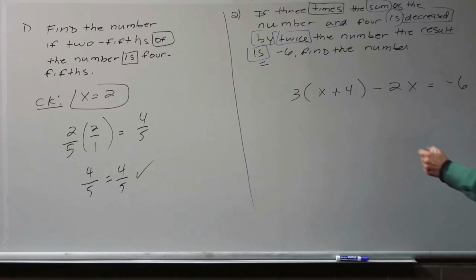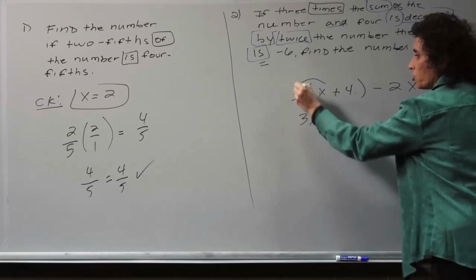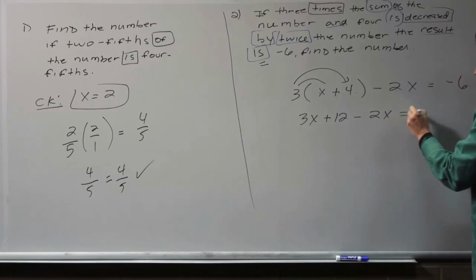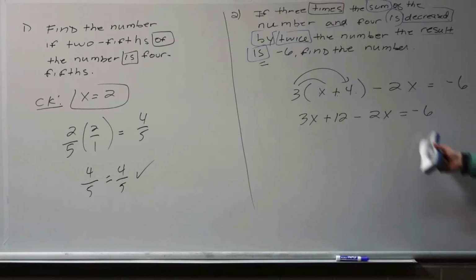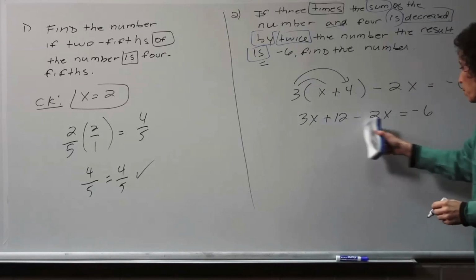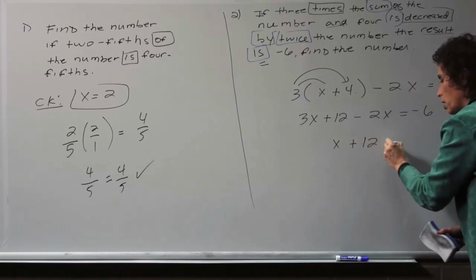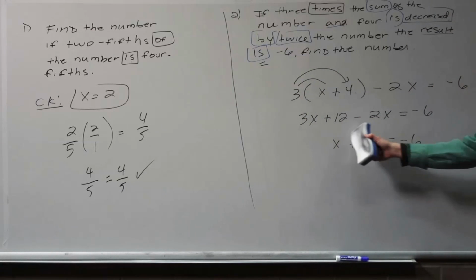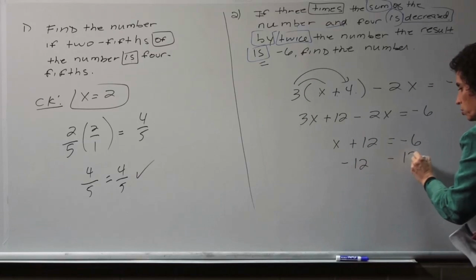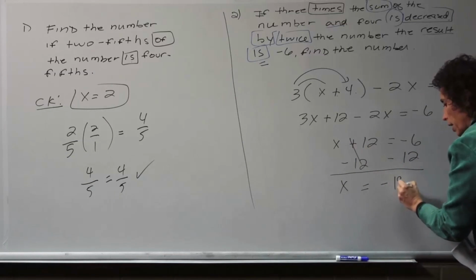Okay, so let's take a look at this. Now we're going to have to distribute. 3x plus 12 minus 2x equals -6. All right, that's beautiful. Now before we move, remember, we're going to combine like terms. 3x minus 2x is just x, and that equals -6. All our variables on the left, get our numbers to the right, so we'll subtract 12, x equals -18.